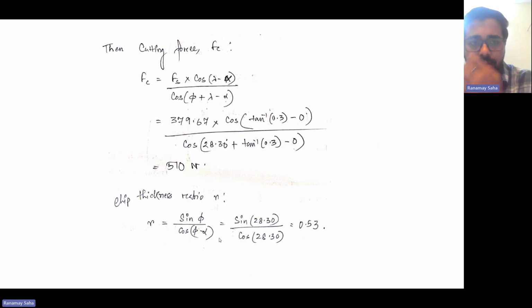Now you can find out the cutting force, which has a variable part, right? So Fc is Fs by cos of phi plus lambda minus alpha. This part is nothing but the resultant force.